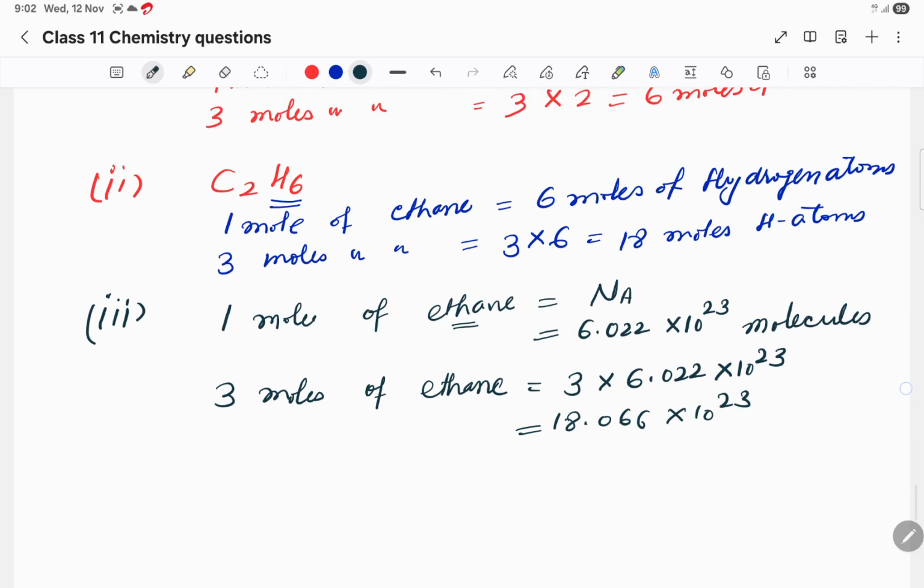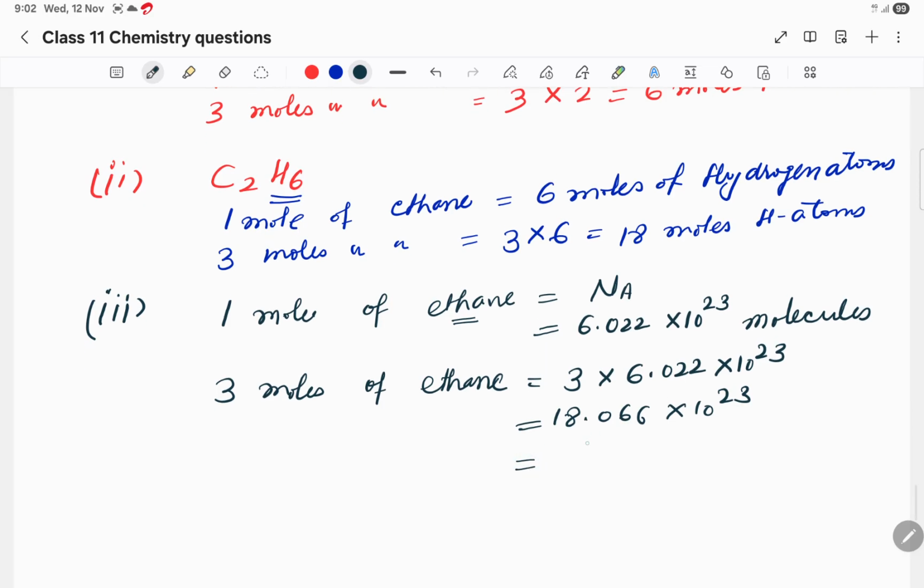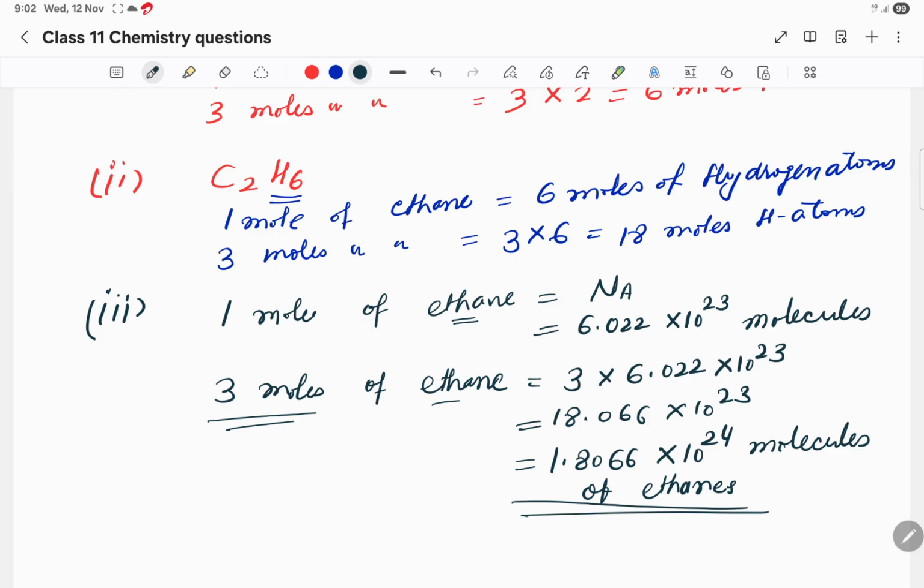Now you can convert it into the scientific terms. How we are going to convert? We are going to shift the decimal to this side, that is 1.8066 into 10 to the power 24 molecules of ethane. Okay, so 3 moles of ethane will have this much number of molecules. So this is a very simple question. As you can see, this question is actually based upon the mole concept. So if you know the mole concept very well, you can calculate this kind of question.